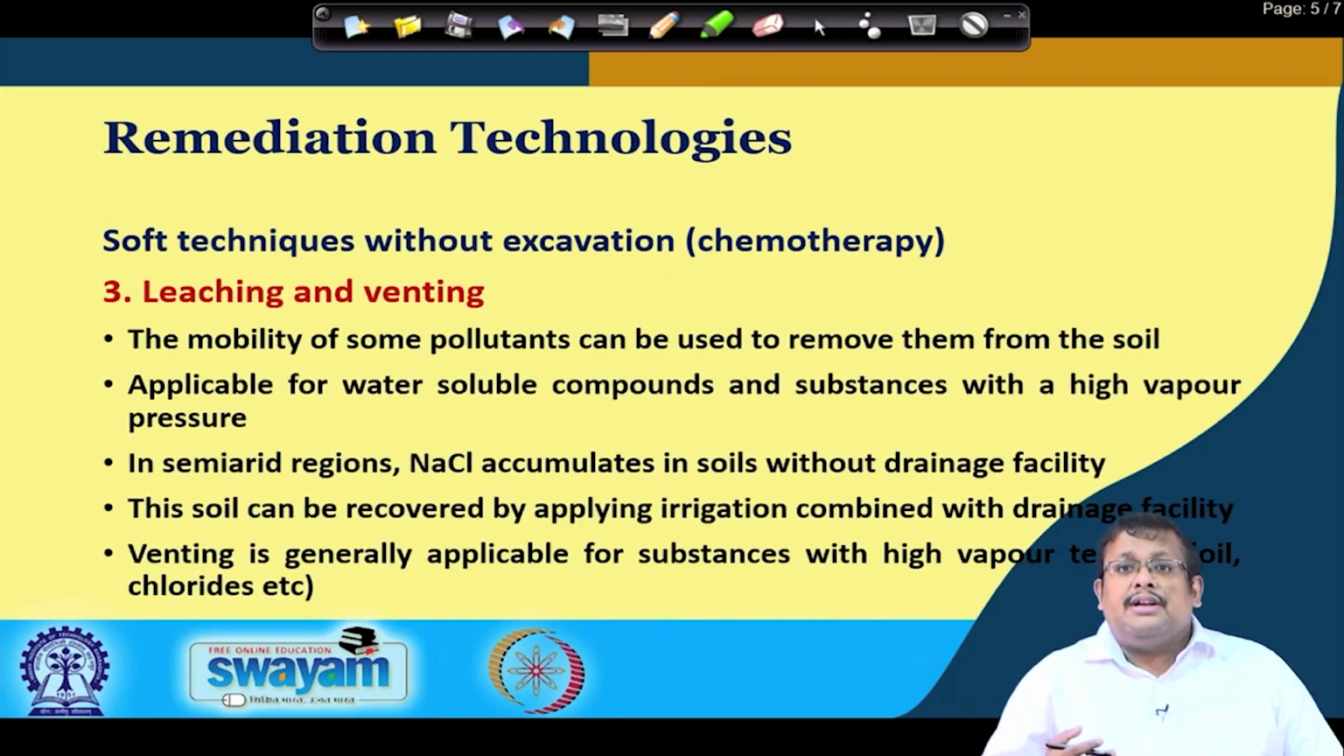The third important aspect is leaching and venting. Now, the mobility of some pollutants can be used to remove them from the soil. Leaching is basically applicable for water soluble compounds and substances with high vapor pressure. Now, in semi-arid regions, sodium chloride accumulates in the soil without drainage facility. This soil can be recovered by applying irrigation combined with drainage facility. So, leaching is the only treatment which can remediate this sodium chloride concentration in the soil.